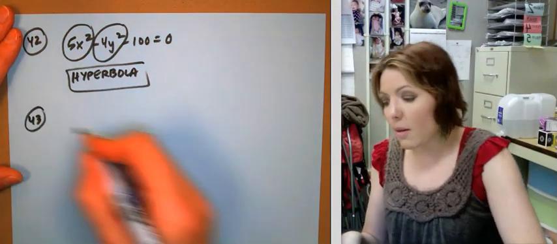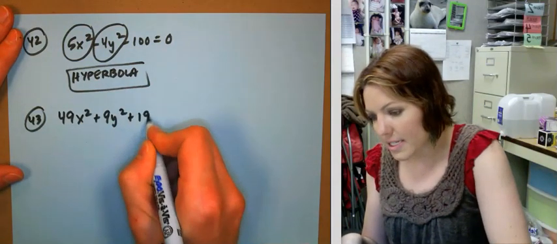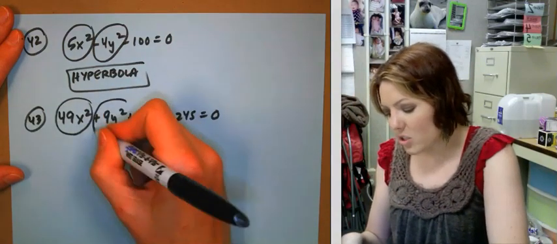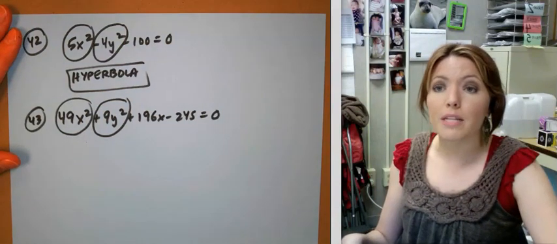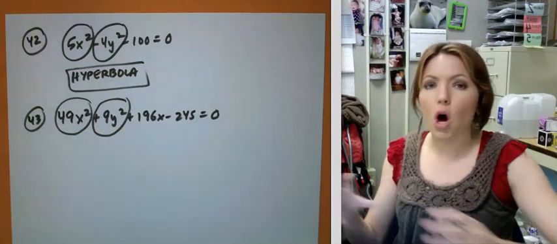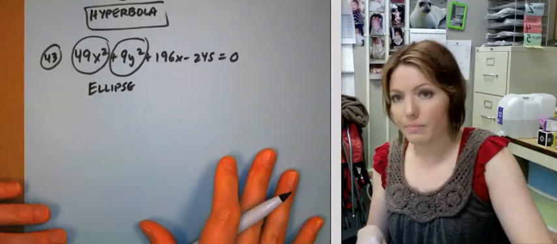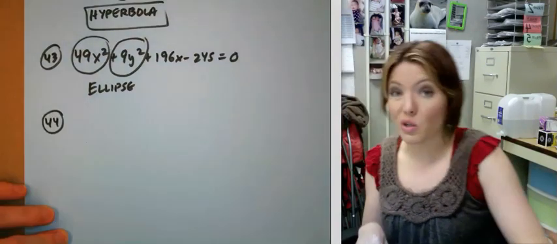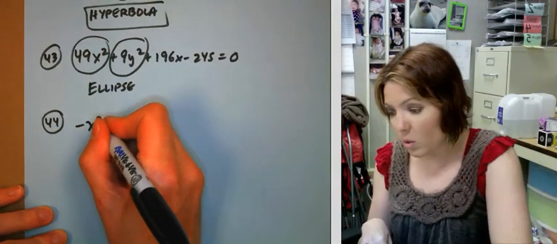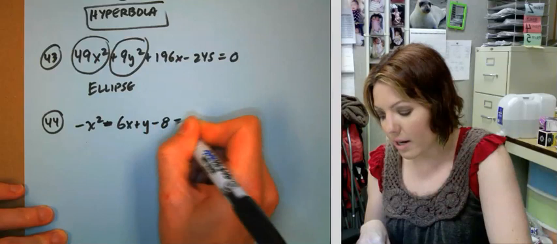So that's easy. Number 43, let's look at that: 49x squared plus 9y squared plus 196x minus 245 equals 0. Again, x squared and y squared are both positive, which means we either have a circle or an ellipse, but we have different coefficients, which means it's going to be longer in one direction than the other, so we have an ellipse. See how easy and fast these are if you know your stuff? Study, study, study, you guys, because you have a relatively short amount of time to do all of these problems. You don't want to get stuck because you didn't prepare.